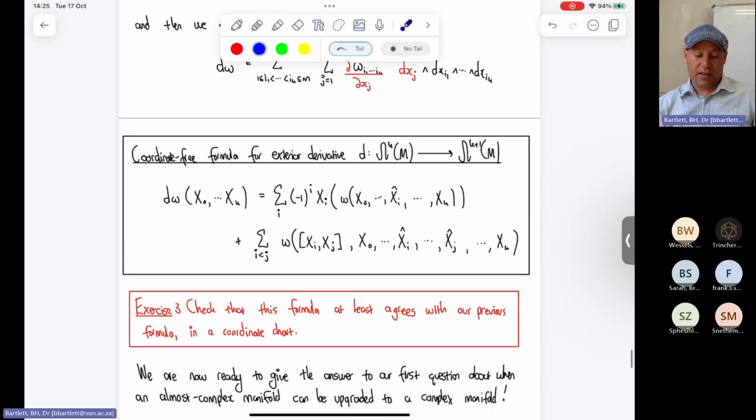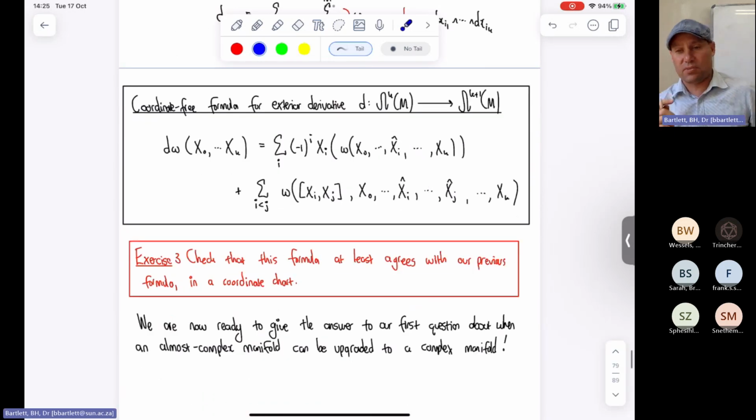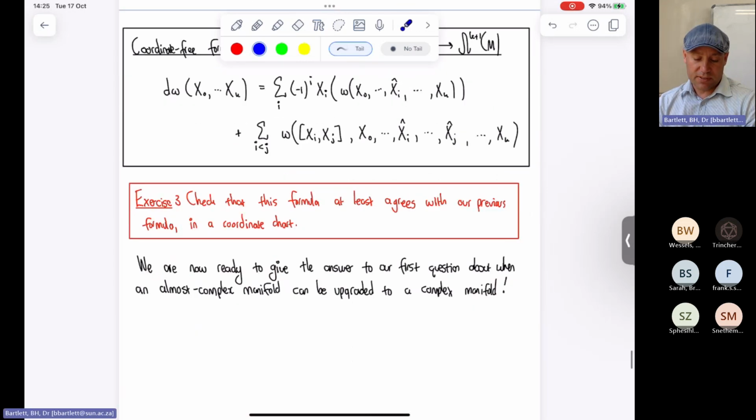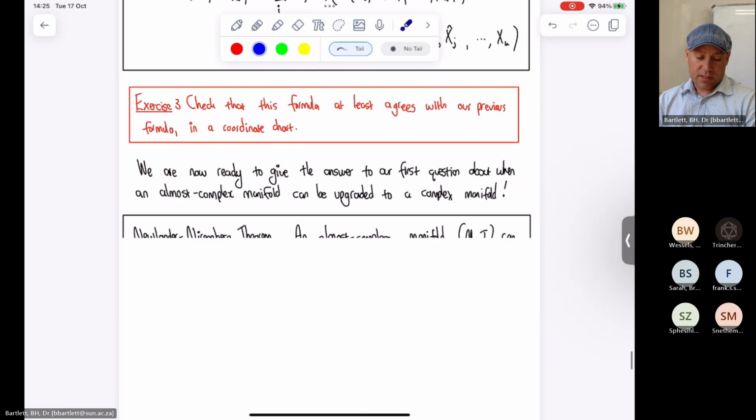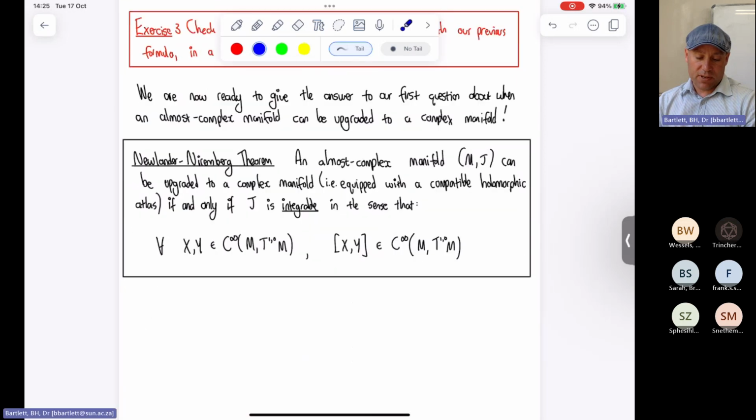And we're now ready to give the answer to our first question we raised at the beginning of the lecture, which was, when can an almost complex manifold be upgraded to a complex manifold? So when can you actually provide these holomorphic charts for the almost complex manifold? And that theorem is called the Newlander-Nirenberg theorem.